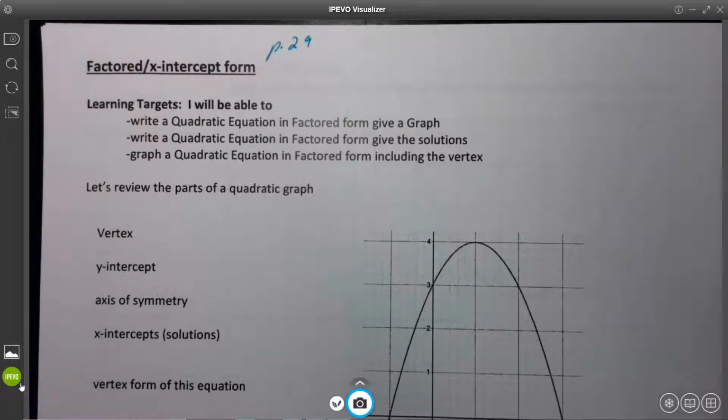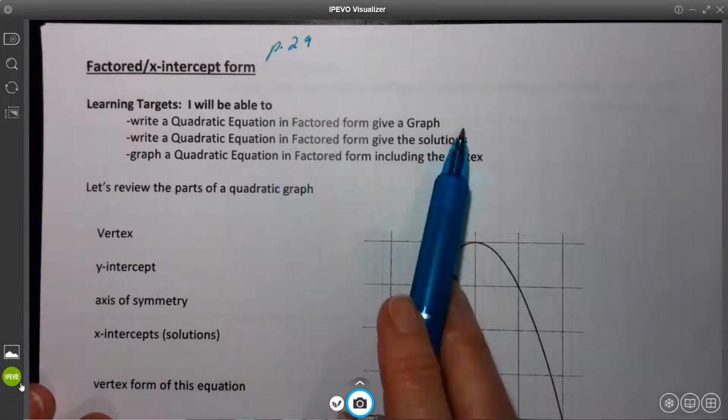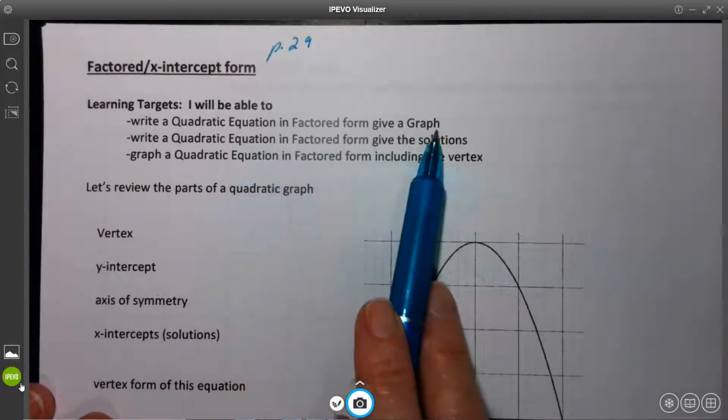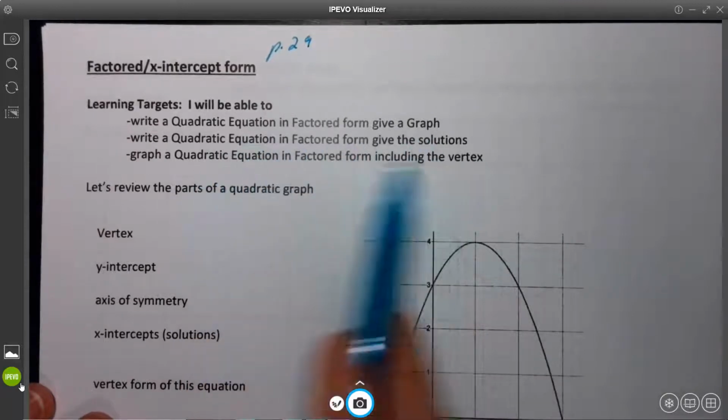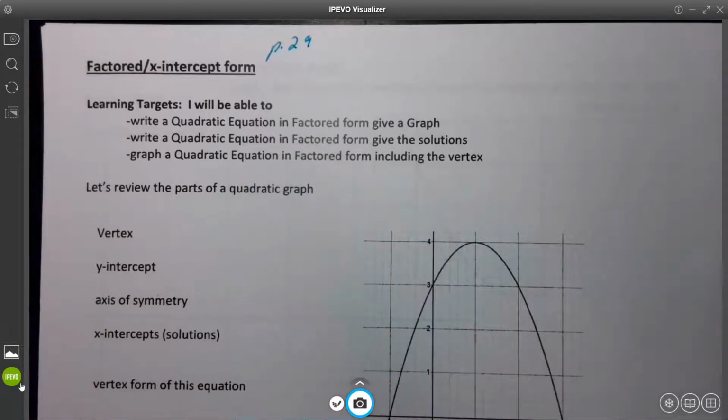So we're going to talk about the third form. We've talked about how to graph in standard form, how to graph given vertex form, and the translations. Now we're going to look at what's called factored form, or sometimes called x-intercept form. And this is what we hope to accomplish: writing a quadratic equation, given a graph, given the solutions. Okay, so that's what we're going to accomplish today.